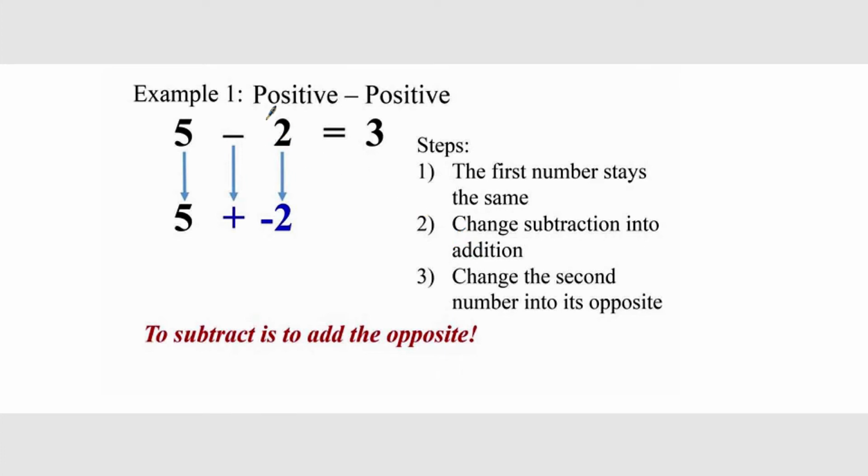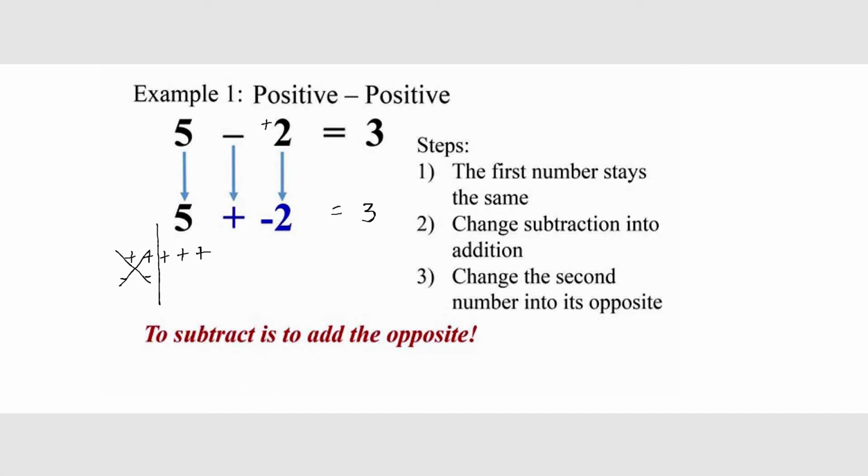So again, this is a positive 2 here. Turn that into a negative 2. And therefore, the answer is going to be 3. One of the tricks I like to do is, if this is 5 positives, write out your 5 positives. Now you have effectively 2 negatives. These will cancel each other out, and you end up with 3 positives left over.